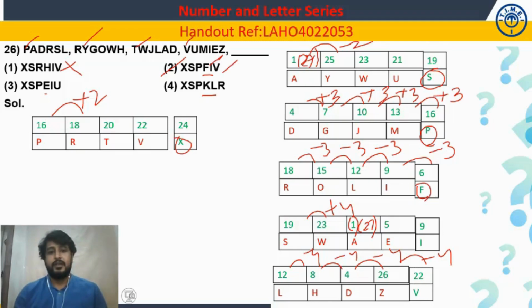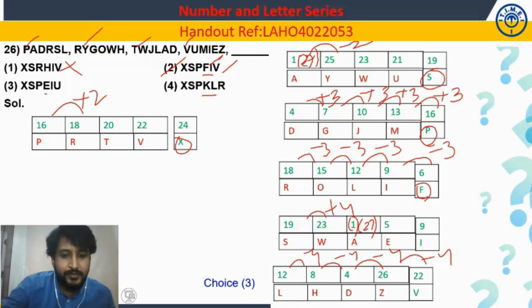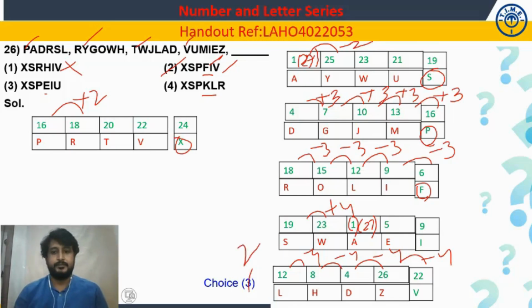So which option? Second option. And the logic: for the first letters plus 2, second letters minus 2, third letters plus 3, fourth letters minus 3, fifth letters plus 4, sixth letters minus 4. Plus 2, minus 2, plus 3, minus 3, plus 4, minus 4. And the answer is choice 2. Please copy. It is choice 2. It is not choice 3. I am sorry. It is choice 2. Please correct it.